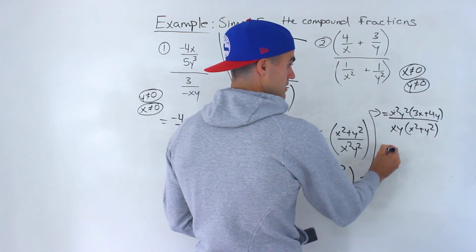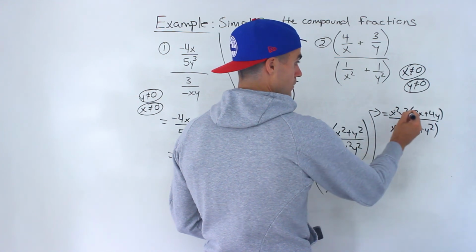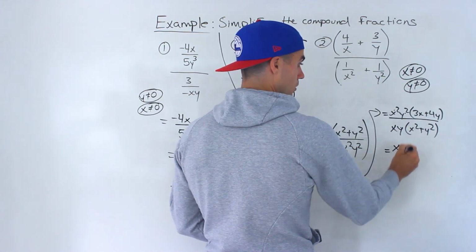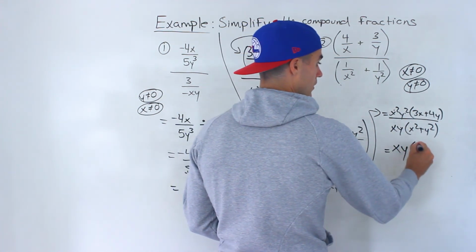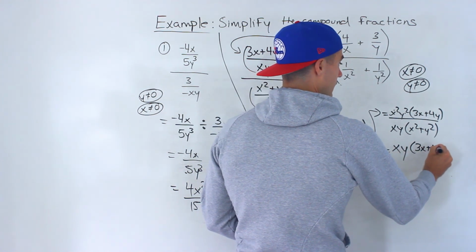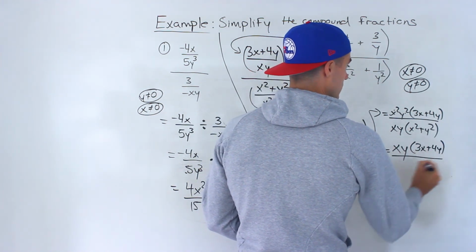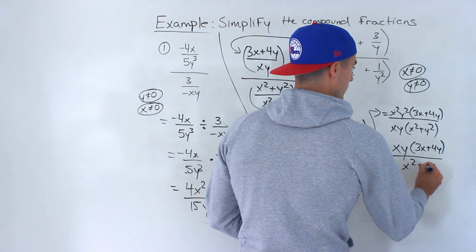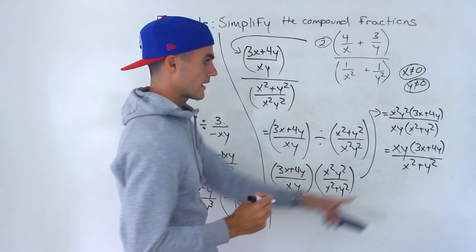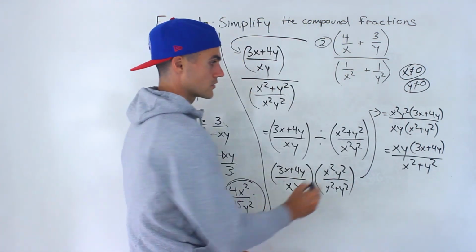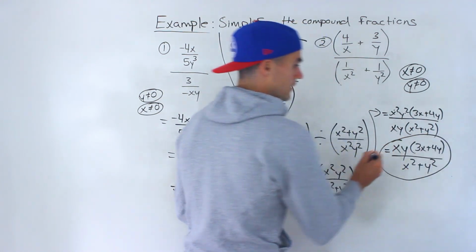2 x's at the top, 1 x at the bottom would leave us with 1 x at the top. 2 y's at the top, 1 y at the bottom would leave us with 1 y at the top. And then these, they don't cancel out. And we're just left with that x squared plus y squared in the denominator. So this is the final simplified format.